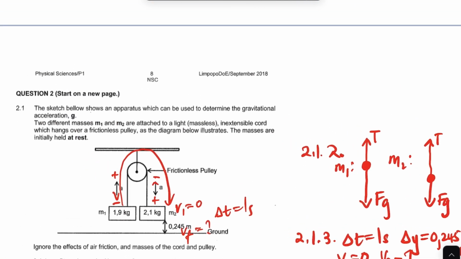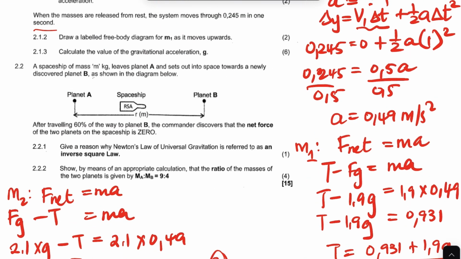Right, now let's go back to 2.2. It says a spaceship of mass m kg leaves the planet A and sets out into space towards a newly discovered planet B, as shown in the diagram below. So here's planet A and there's planet B, the newly discovered one. The spaceship moves from planet A to planet B.